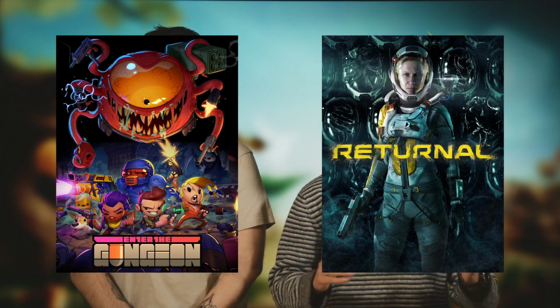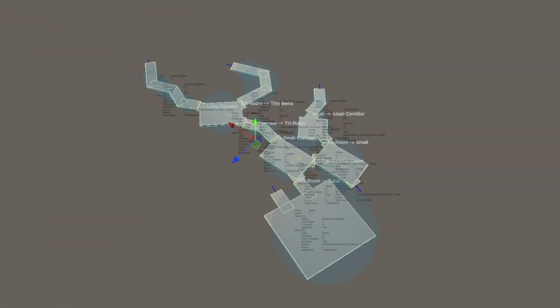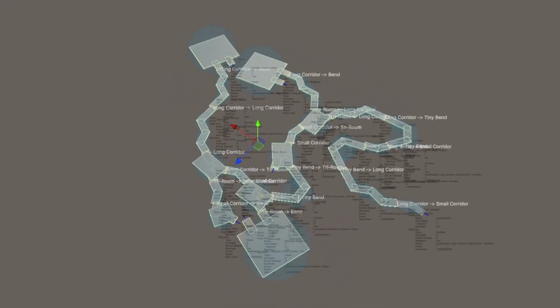So, what's coming next? While I've been knee-deep in the dialogue system, Søren here has been working on our level generation system. The system is inspired by Enter the Gungeon and Returnal, and we are super close to having something to show you there. Hold tight, as the next video will be all about it.